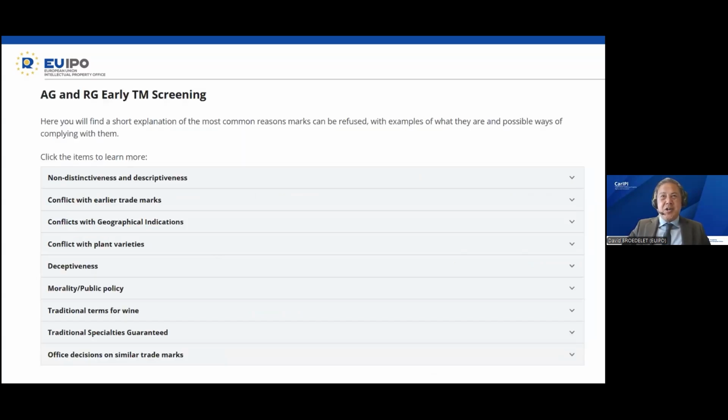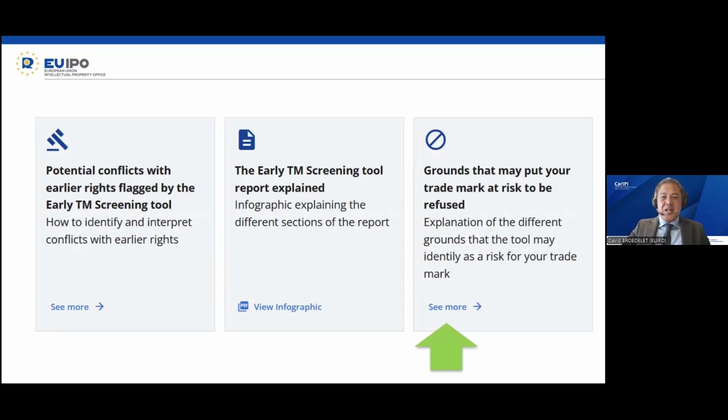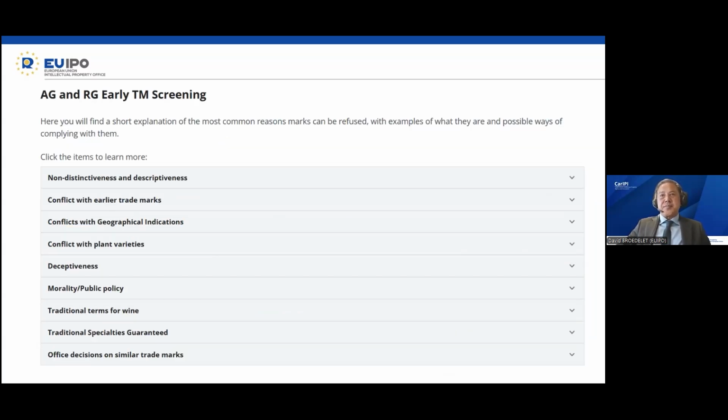And then if you go on that, what was it again? The grounds, you click on there, see more, and what you get is this. All right. As it says there, here they find an explanation of the reasons why marks can be refused. I will not show you more screenshots because it's quite a lot of information. So as said, feel free to go on our website and play with the tool.